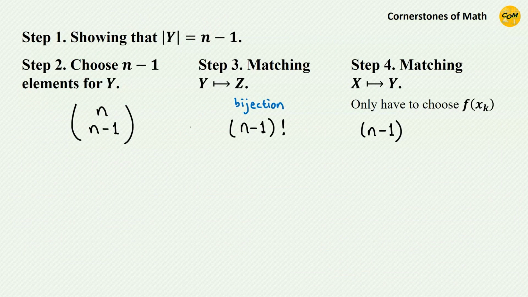And in conclusion, the number of functions f such that the number of elements of z equals n minus 1 is n choose n minus 1 times n minus 1 factorial times n minus 1, which will give n minus 1 times n factorial.